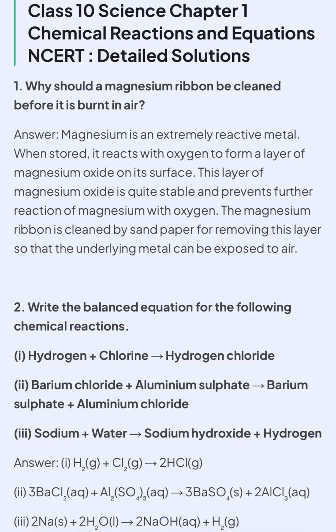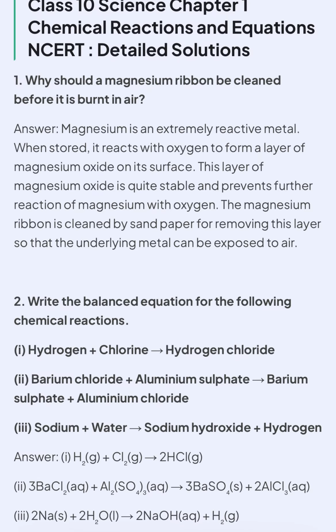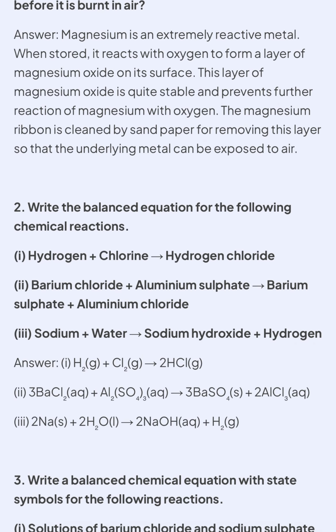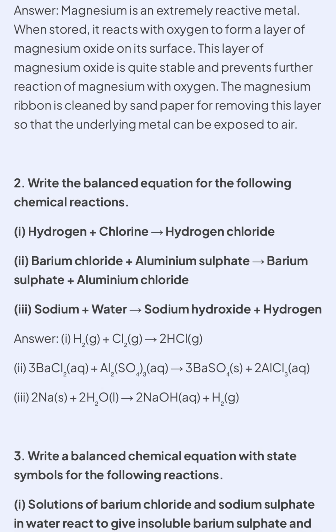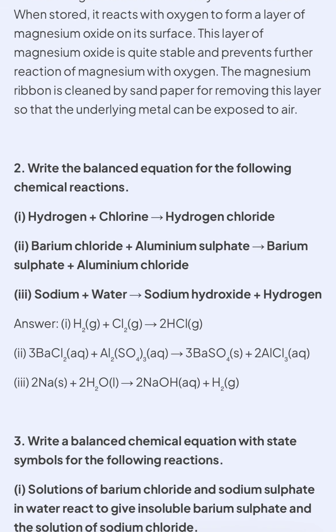1. Why should a magnesium ribbon be cleaned before it is burnt in air? Answer: Magnesium is an extremely reactive metal. When stored, it reacts with oxygen to form a layer of magnesium oxide on its surface. This layer of magnesium oxide is quite stable and prevents further reaction of magnesium with oxygen. The magnesium ribbon is cleaned by sandpaper for removing this layer so that the underlying metal can be exposed to air.